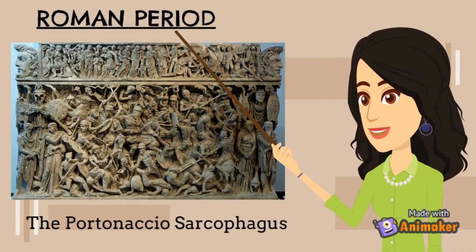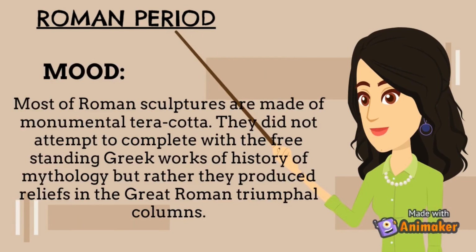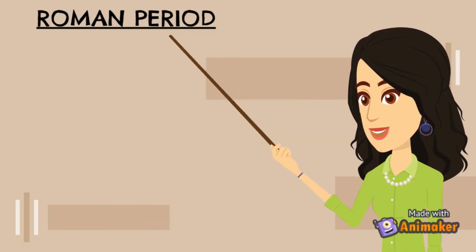For the Roman period, we have the Portonaccio sarcophagus in 180 to 190 BCE. For the mood, most of Roman sculptures are made of monumental terracotta. They did not attempt to compete with the freestanding Greek works of history of mythology, but rather they produced reliefs in the great Roman triumphal columns.